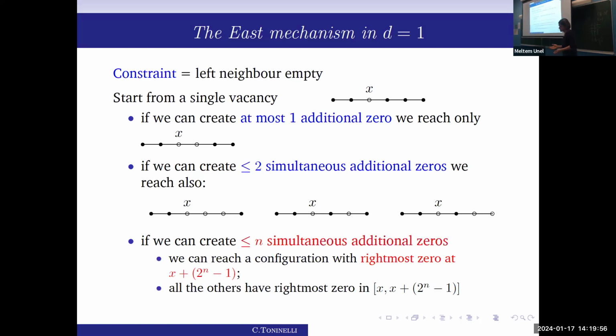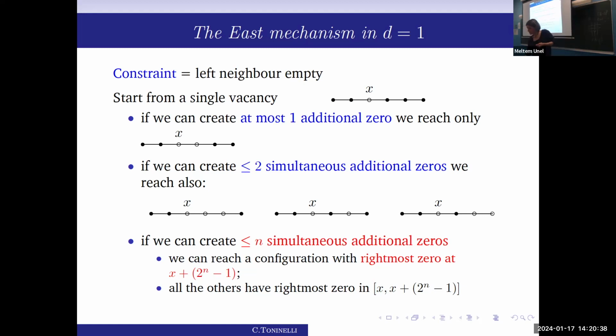And now I claim, and it's a nice combinatorial argument, a nice combinatorial exercise, that if you have in your pocket n additional zeros that you can put simultaneously, and you don't cheat, so you follow the constraint of the model, you can reach a configuration which has a rightmost 0 at 2 to the power n minus 1, where n is the number of additional zeros that you are willing to pay. And all the other configurations that you reach have the zeros which are to the left. So this is the farthest distance that you can reach to the right satisfying this constraint.